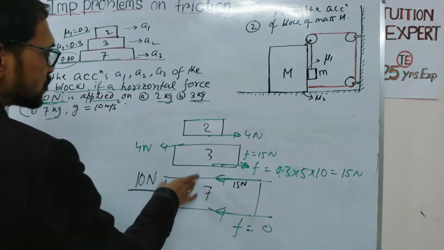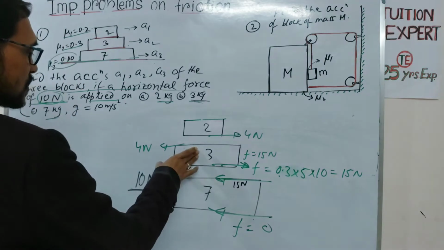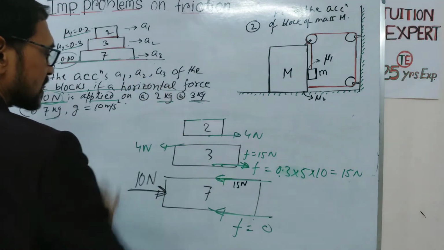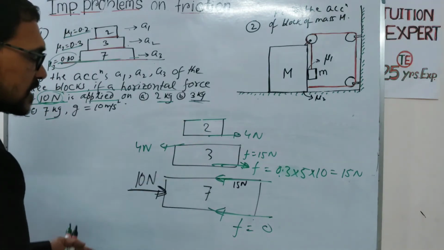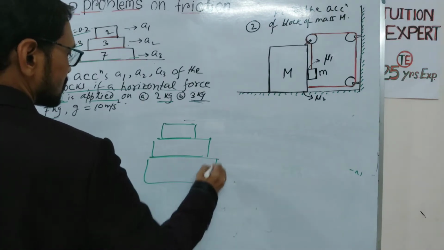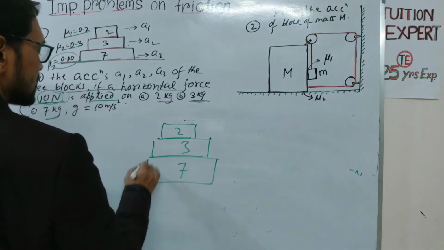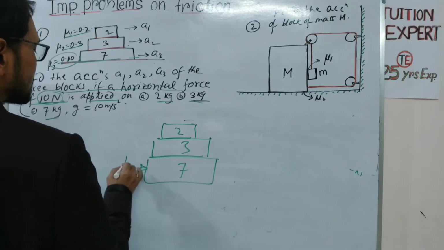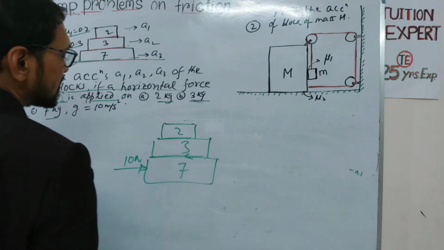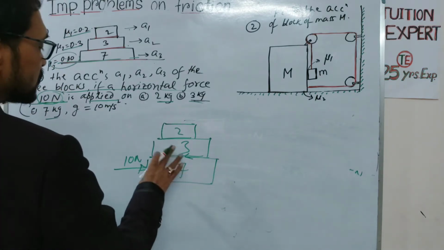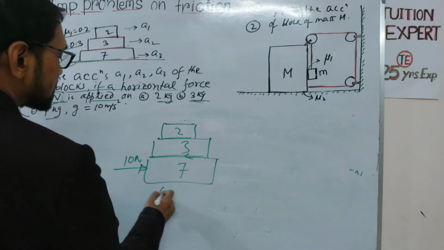7 kg cannot move, so 3 kg cannot move, so 2 kg cannot move. Now 7, 3, 2 behave like a single body. So 2, 3, 7. Now force acts in this direction. So here friction is more. So the 7 kg cannot move separately. Then 2, 3, 7 move together because here friction is 0.